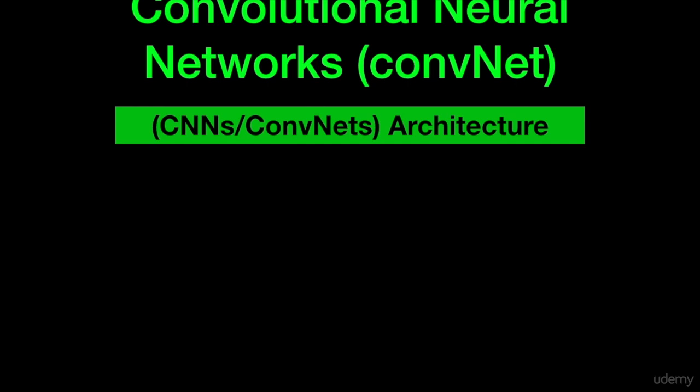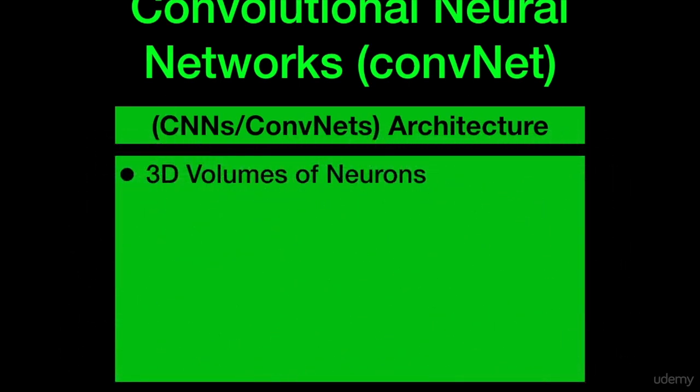The layers of a CNN have neurons arranged in three dimensions: width, height, and depth. Now, notice that the word depth here refers to the third dimension of the activation volume, not the depth of a full neural network, which is usually referred to as the total number of layers in the network.